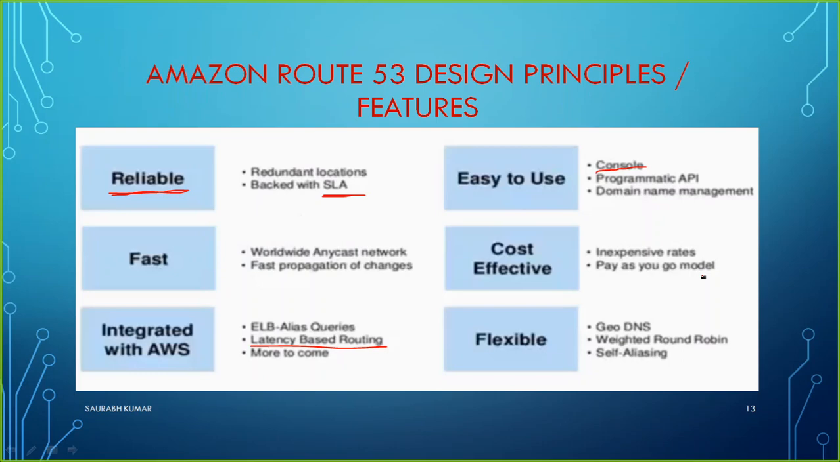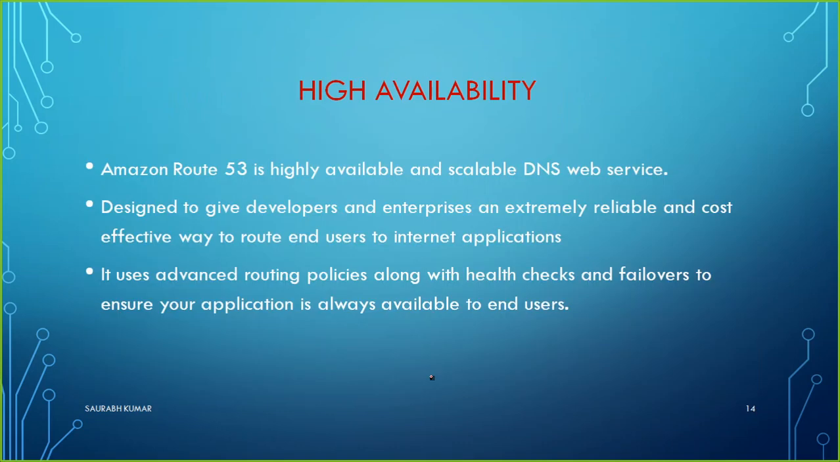Last point is it is very much flexible, and it also supports geo based routing. I will talk about what geo based routing is, and it also supports self aliasing and weighted round robin. I am going to discuss all of this: what is weighted round robin, what is geo DNS, what is latency based routing. These all are types of policy. I am going to talk about them one by one in today's session itself. So let's move on.